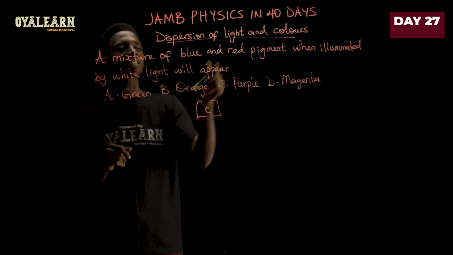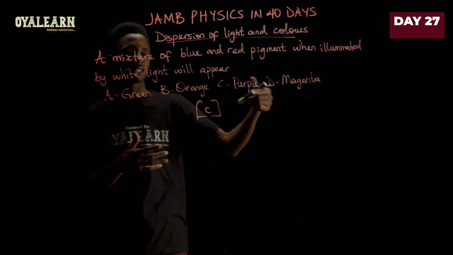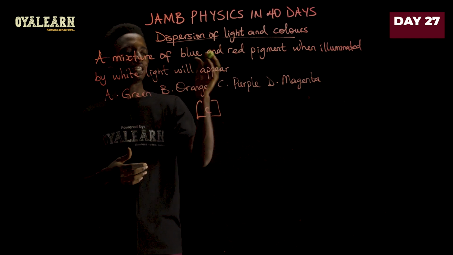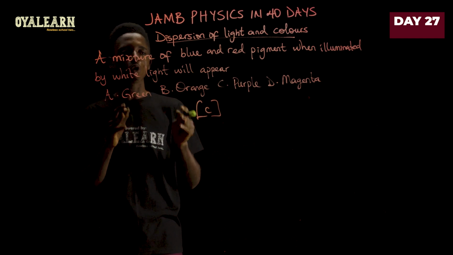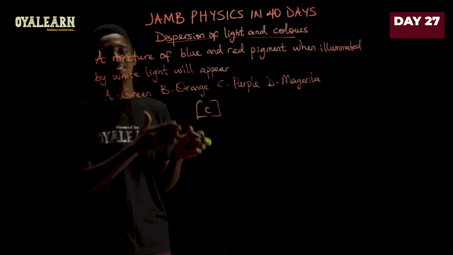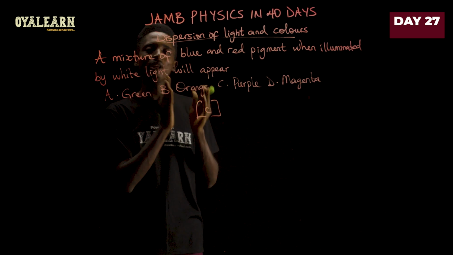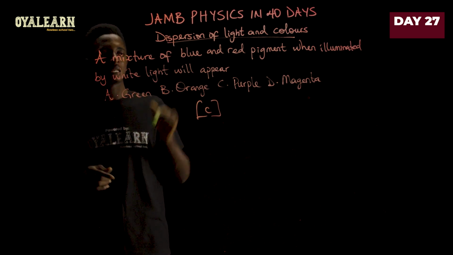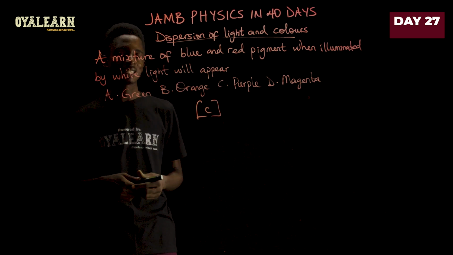Okay, but because this is colors, as in paints, where pigments are added together, we are seeing it as purple. So please take note, blue and red can either give you purple or magenta, depending on whether it is a mixture of light or a mixture of pigment. But because this is pigment, the answer is C, purple.